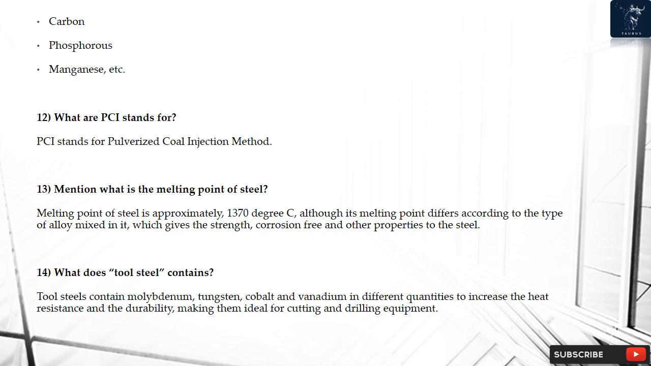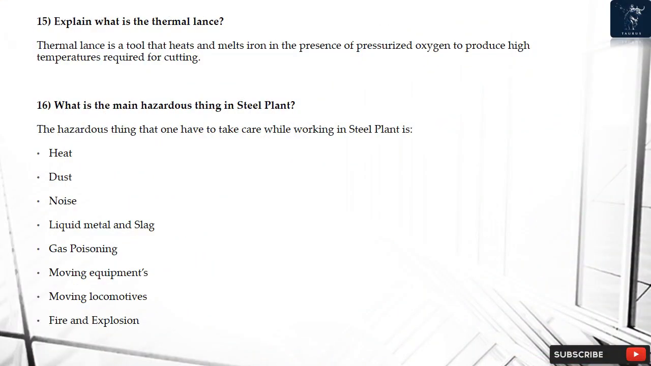14. What does tool steel contain? Tool steels contain molybdenum, tungsten, cobalt, and vanadium in different quantities to increase heat resistance and durability, making them ideal for cutting and drilling equipment. 15. Explain what a thermal lance is. A thermal lance is a tool that heats and melts iron in the presence of pressurized oxygen to produce the high temperatures required for cutting.